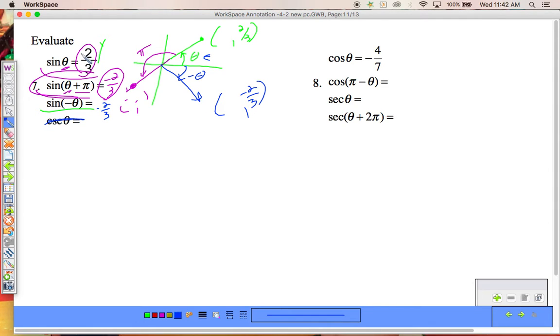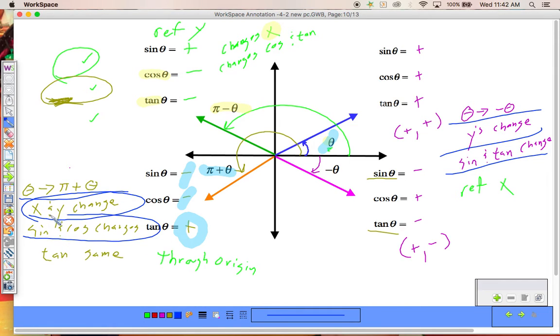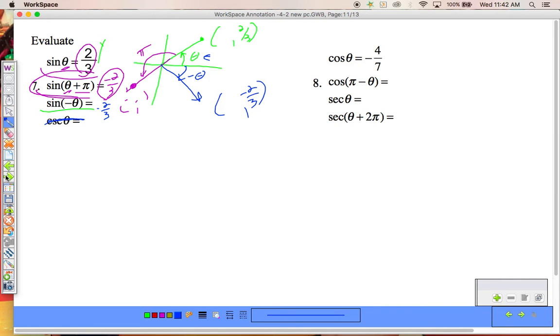If this answer was negative to begin with, it would become positive because I moved from the top to the bottom, or bottom to the top. Because we said from theta to negative theta, my y's change, so my sine and my tangent change. This last one we did from theta to pi plus theta, both the x and the y change, so both the sine and the cosine change. And cosecant of theta, which I had to move, is just the reciprocal of this original one, which is 3/2.